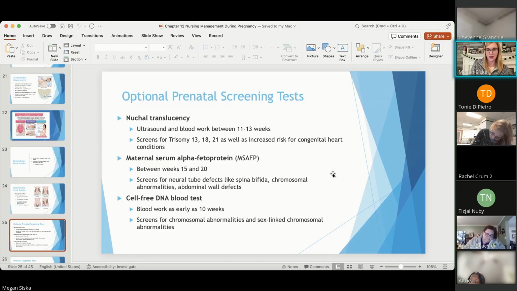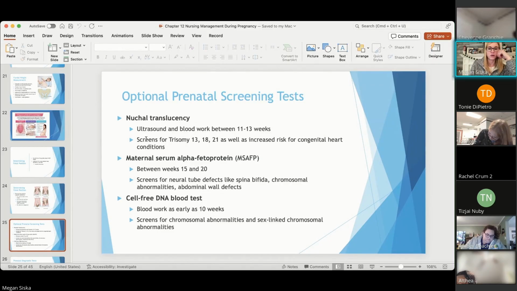Another caveat is some insurance companies will not cover these as part of the normal prenatal care because they are optional. So good things to tell your patients, like, hey, check your insurance before ordering these tests because some of them are very expensive. So a common one that we can do is the nuchal translucency. Some people will call this a nuchal. Some people call this the first trimester screen. But it is an additional test that the parents can opt in for.